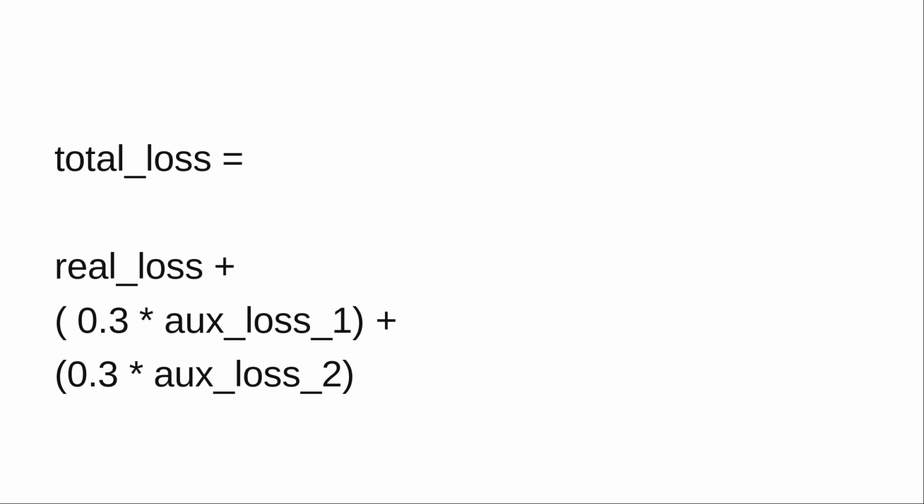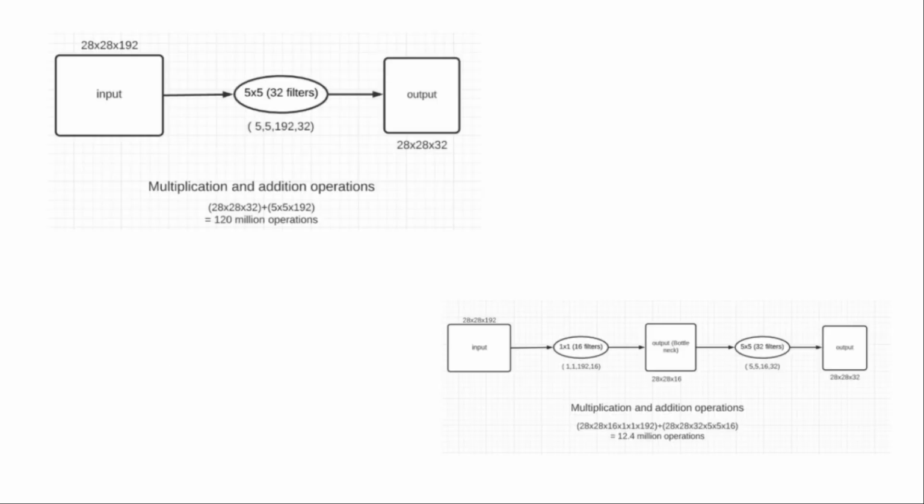And then the total loss of the network is calculated following this formula, that is, total loss is real loss plus 0.3 times auxiliary loss 1 plus 0.3 times auxiliary loss 2. And we'll have this formula exactly implemented in code in a second.